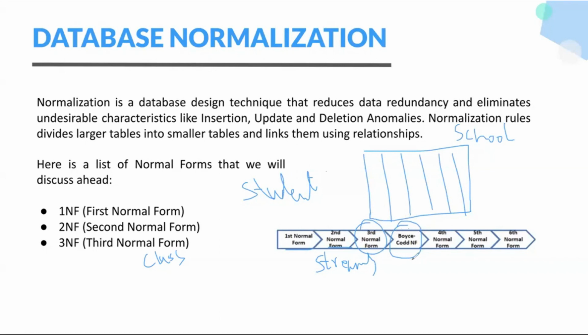BCNF is very new. We can call this 3.5, just an extension of third normal form, 3.5 normal form. So let's understand each and every normal form. What is 1NF, what is 2NF, what is 3NF, and what is BCNF.